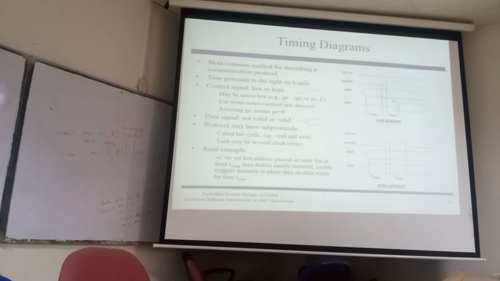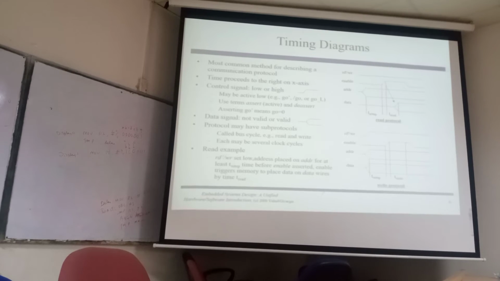So now this is the timing diagram. If you look at the buses, a timing diagram is the most common method for describing a communication protocol. Time proceeds to the right, on the x-axis. The control signal can be either low or high, so it may be active high or active low.